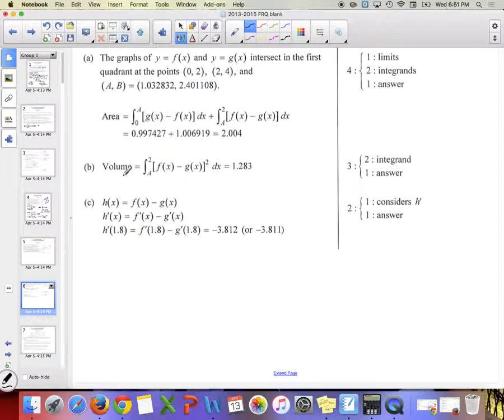For part B, you get 1 point for your integrand, which is f of x minus g of x squared. You get 1 point for the answer. You get, for part C, 1 point for considering that h prime is f prime of x minus g prime of x, I guess. And then 1 point for your answer.